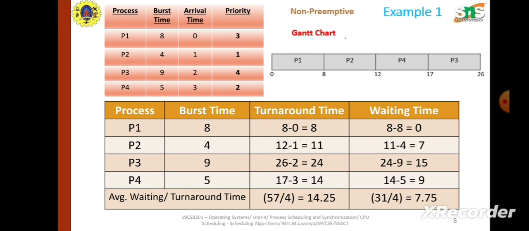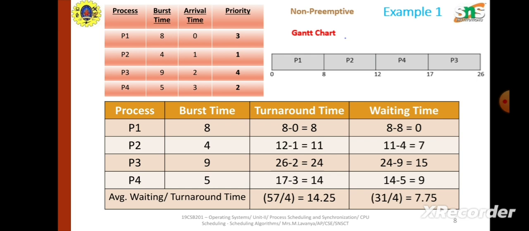For finding the average turnaround time, we will add all the turnaround times of P1 to P4. 8 plus 11 plus 24 plus 14 equal to 57, divided by 4 equal to 14.25 is the average turnaround time for this process execution under the non-preemptive method.